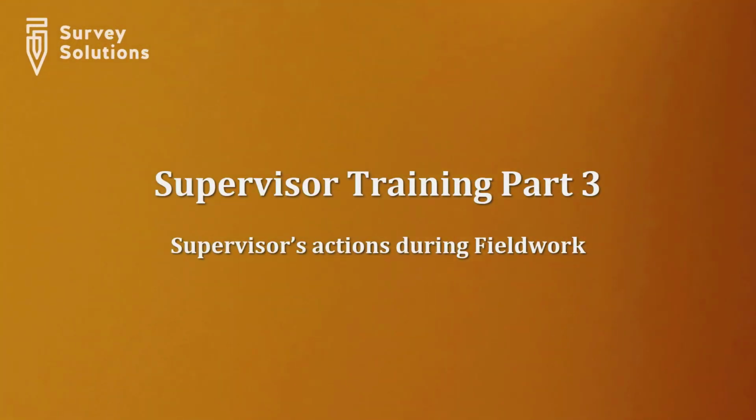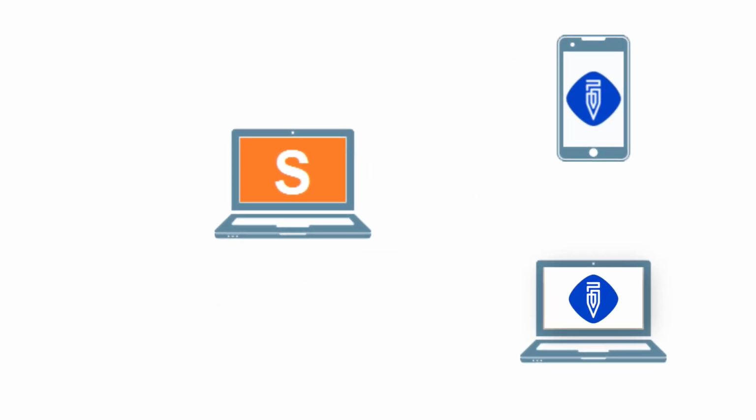In this video, part 3 of the Supervisor Training Series, we will explain how supervisors reassign and approve or reject interviews. Once data collection has started, along with managing the assignments, the supervisor must also monitor the status of the survey and the quality of the data that was collected.